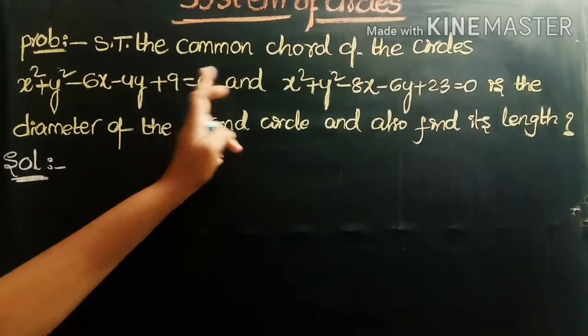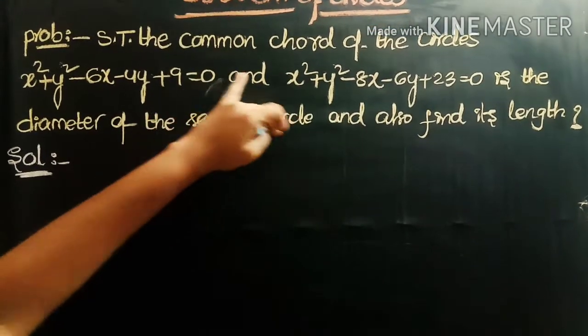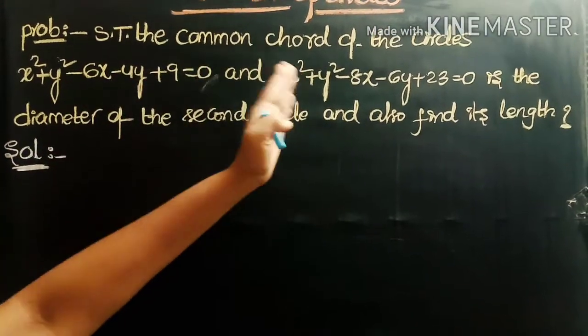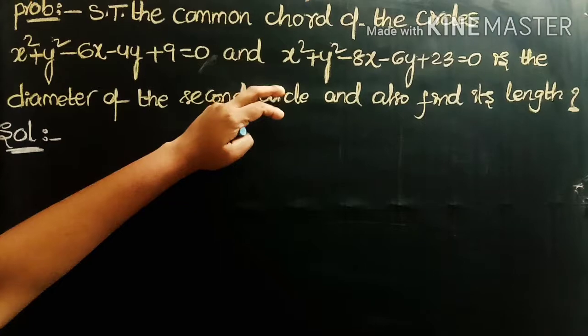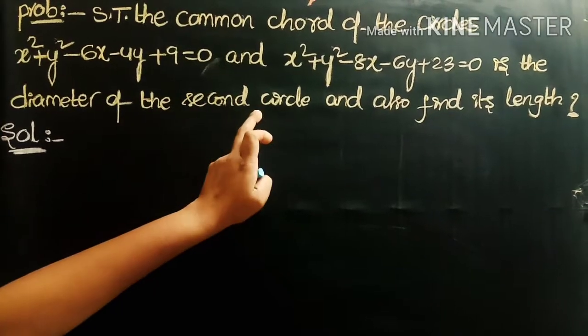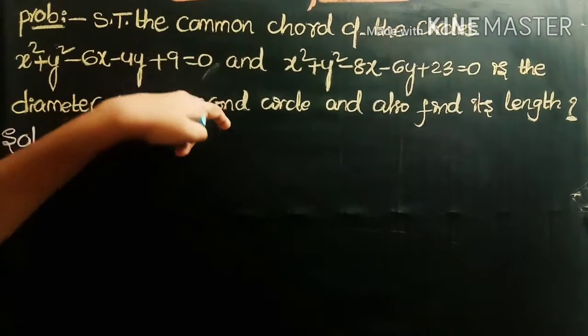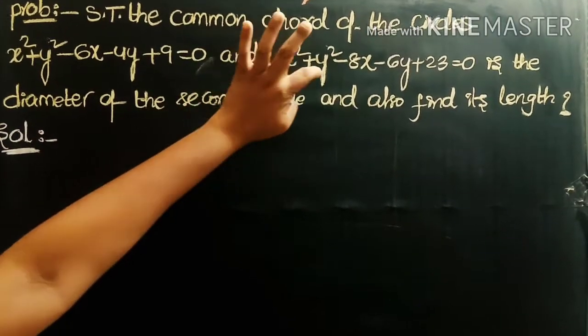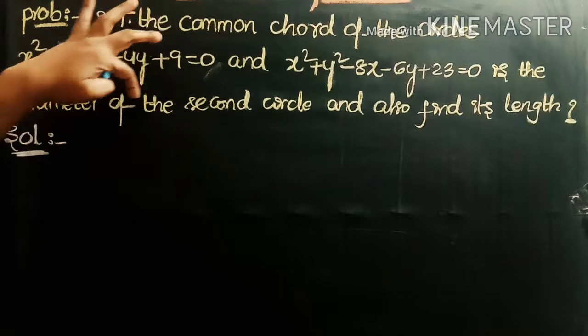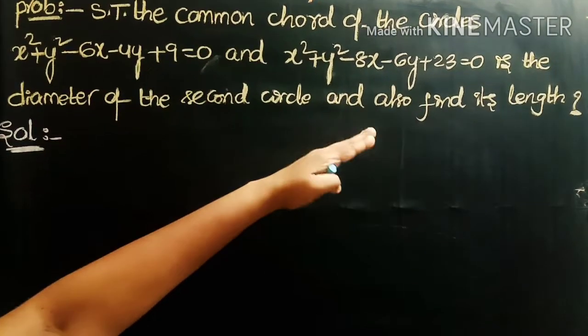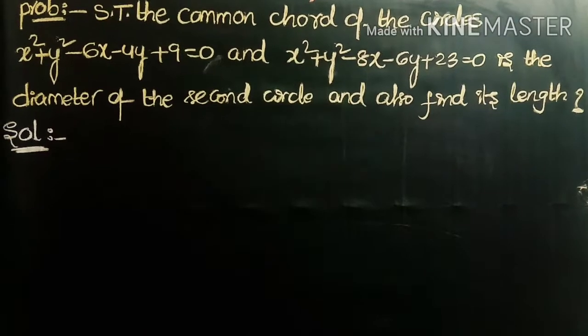So what is the common chord of the two circles? S minus S dash equal to 0. That is the common chord of the two circles. Now we want to show that the common chord is the diameter of the second circle. That is, the center of the second circle lies on the common chord of the two circles, and also find the length. The length of the chord formula is 2 root r square minus d square.